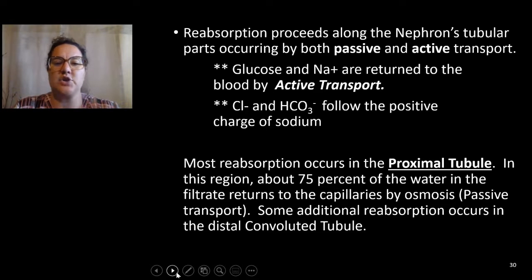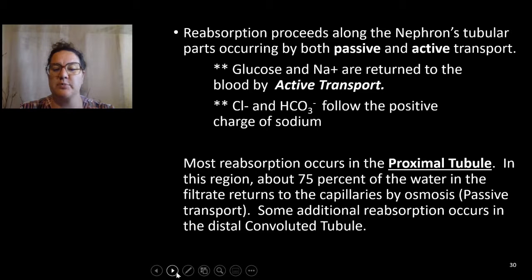So our second process is known as tubular reabsorption. Now, this proceeds along the tubular parts by both passive and active transport. So glucose and sodium are removed from the filtrate back into the blood via active transport. And then chlorine and bicarbonate follow those positively charged ions due to a charge. So they are now going to follow with passive transport because of an electrical charge difference.